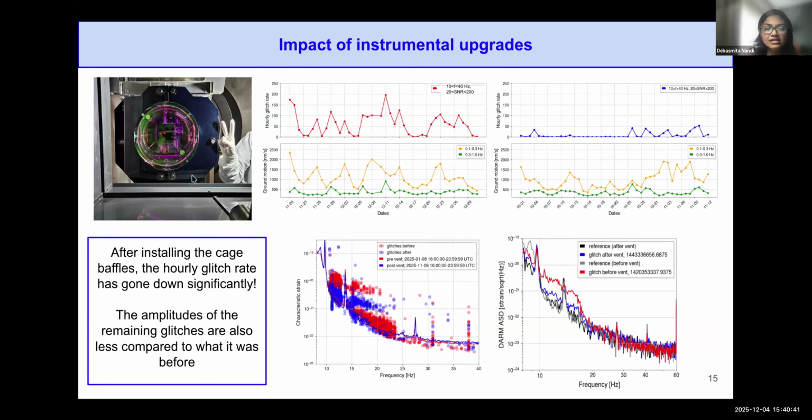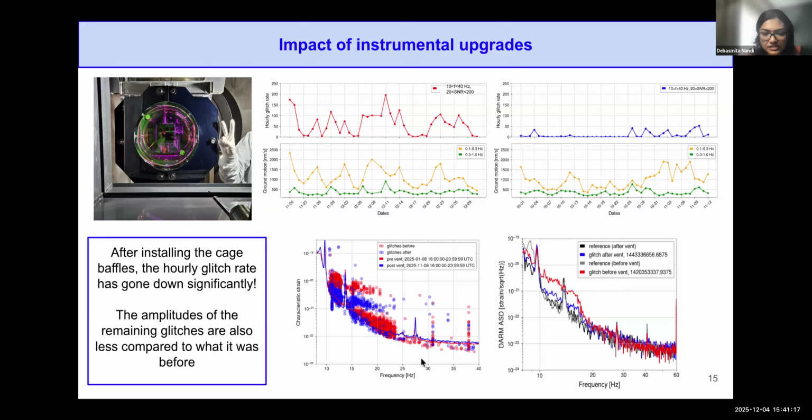And after installing the cage buffers, we have seen a significant reduction in the glitch rate. Here is the same plot that I showed in the beginning, which shows the glitch rate as a function of ground motion. This is what we had last winter, and this is what we have now. As you can see, given the same amount of ground motion, the glitch rate is much lower now than what it was before. Not only has the glitch rate gone down, but for the existing glitches, we still have a few of them left, but their amplitude is less now.